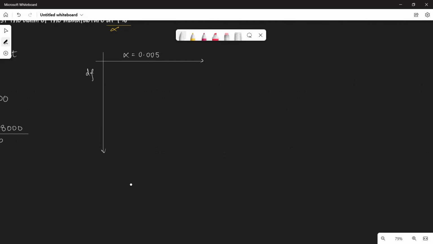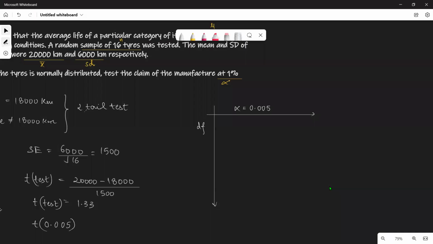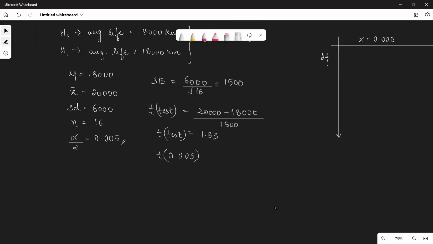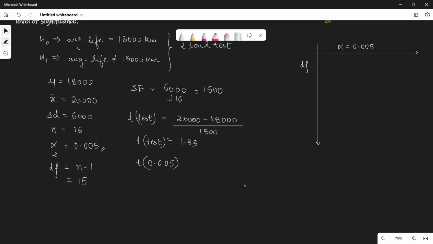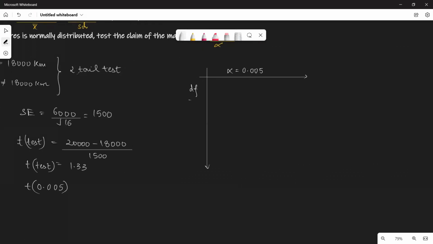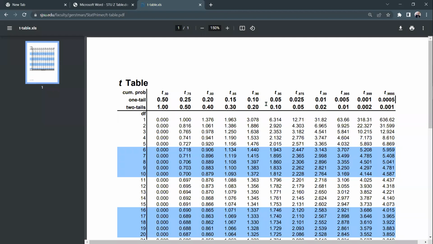What is degree of freedom? Let me write it down here. Degree of freedom is nothing but small n minus 1. So for us, what is small n? 16 minus 1, 15. So for us, degree of freedom is 15. So on the y-axis, you will search for degree of freedom, specifically 15. So 15 is degree of freedom, alpha is 0.05. Sorry, 0.005. So alpha is 0.005.